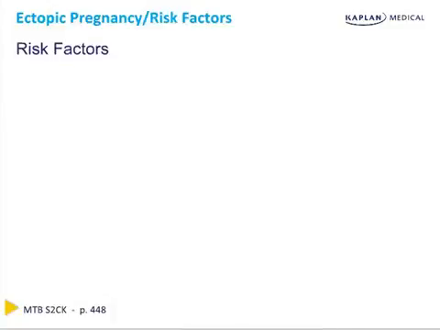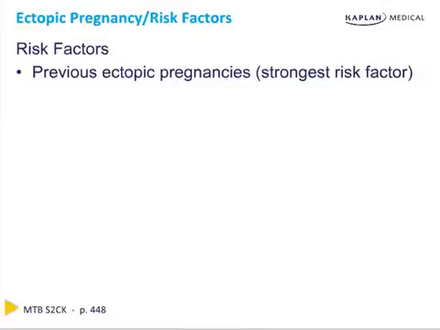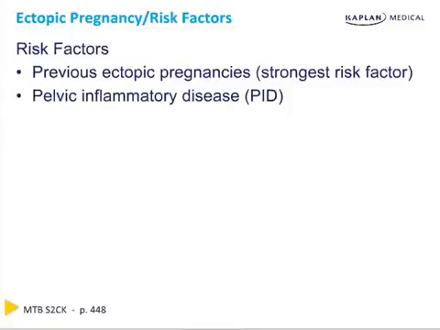The Step 2 exam likes to ask questions that ensure that you understand the pathophysiology of the disease process, so it's important to understand the risk factors for ectopic pregnancy. Previous ectopic pregnancy is the strongest risk factor for subsequent ectopic pregnancy. Pelvic inflammatory disease is another common risk factor, and in fact, due to increasing chlamydial infections, ectopic pregnancy is on the rise.